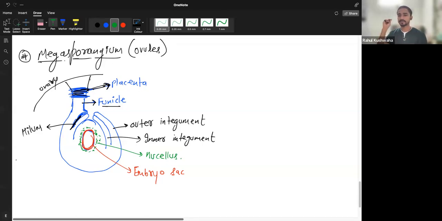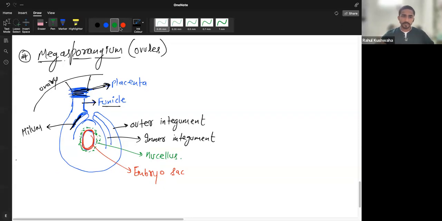Around the embryo sac is nucellus, and that nucellus is covered by integuments. So in the center is the embryo sac, it's covered by nucellus, and imagine it in 3D from all sides, and that's covered by inner and outer integument. These integuments connect to the funicle through the hilum, and then the funicle is connected to the placenta in the ovarian wall. Everything is clear till here, people? Yes or no?